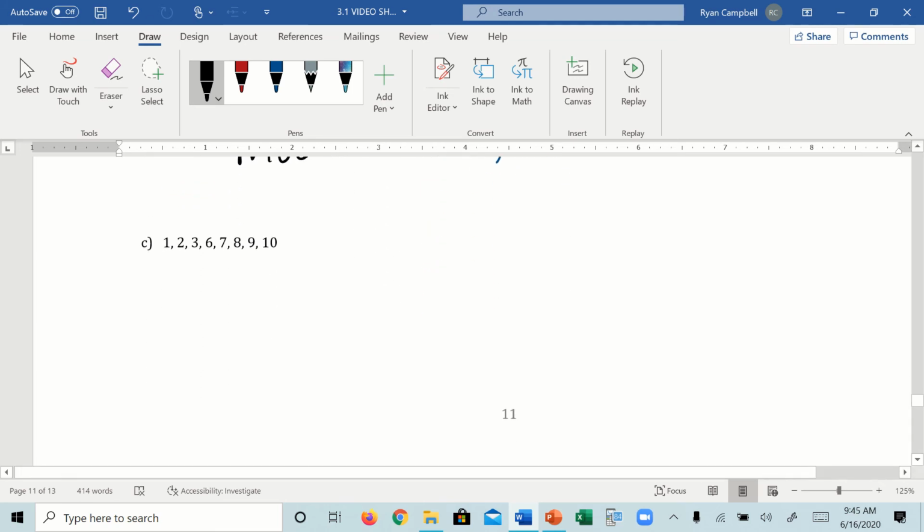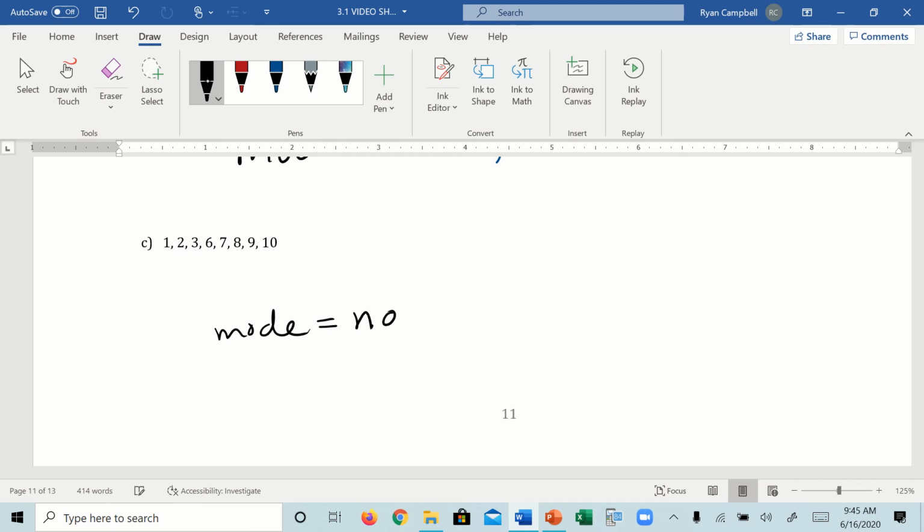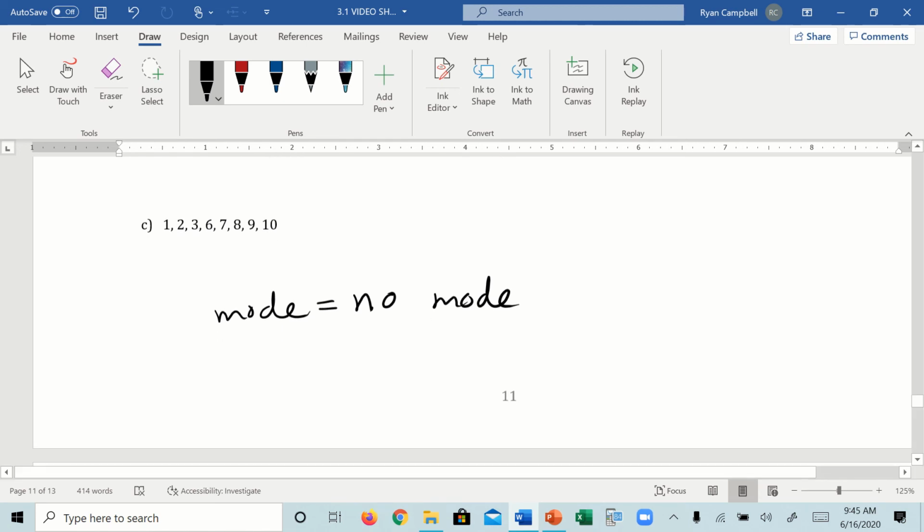And then part C. So what's the mode in this case? Well, everything occurs 1 time, so basically everything occurs the most, right? So in this case, we can just say that there's no mode. If everything is the most, then nothing's the most, right? So there's just no mode in this case. Nothing occurs the most. Everything just occurs 1 time.